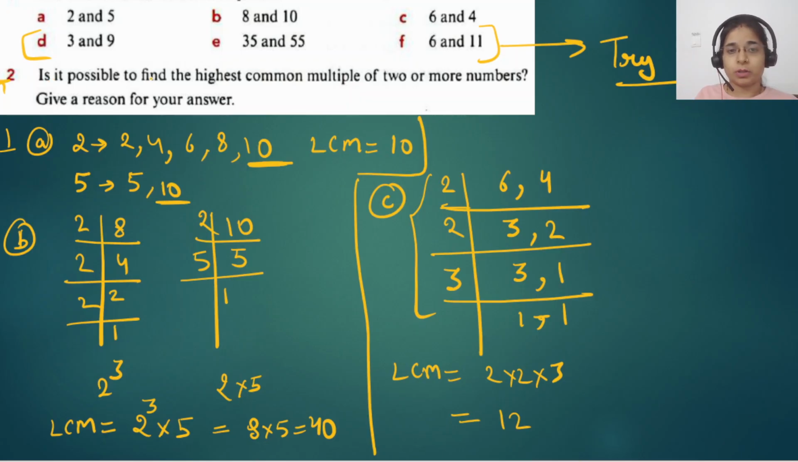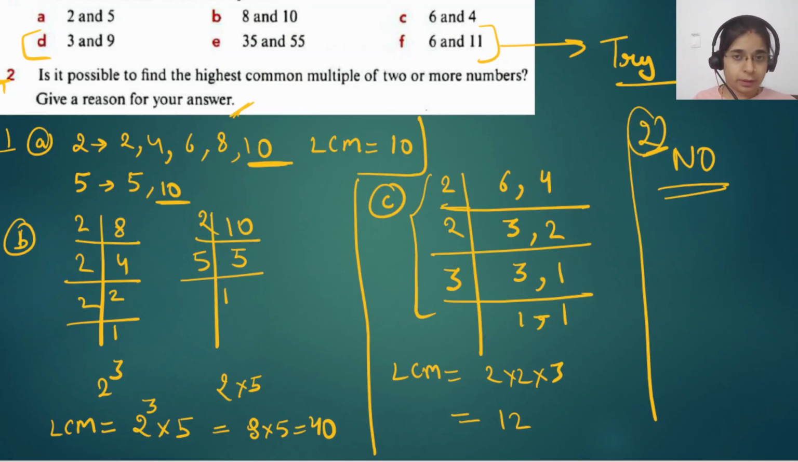It says, is it possible to find the highest common multiple of two or more numbers? So, what do you think about it? According to me, we cannot find the highest common multiple because we cannot even find the highest multiple of any number, because that's an infinite series. So, we can't find the highest common multiple. Only the least common multiple is possible to find.